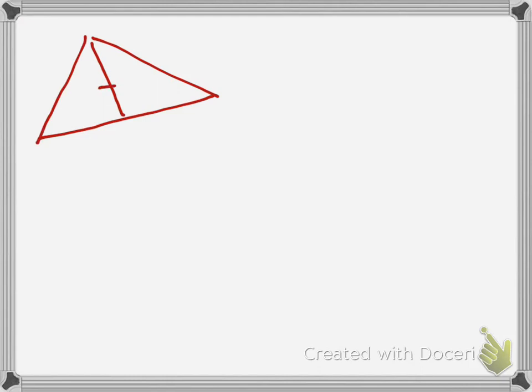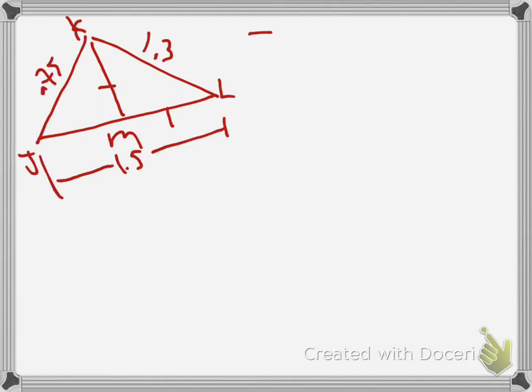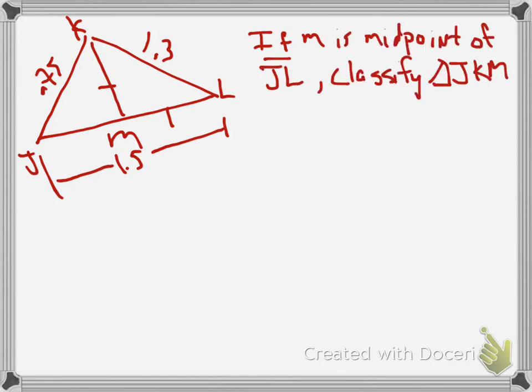Anyways, let's look at an example here. What if I were to give you something like this and tell you that M is the midpoint of JL, classify JKM. Okay, so M is the midpoint of JL, then that means that JM is congruent to ML by definition of the midpoint.